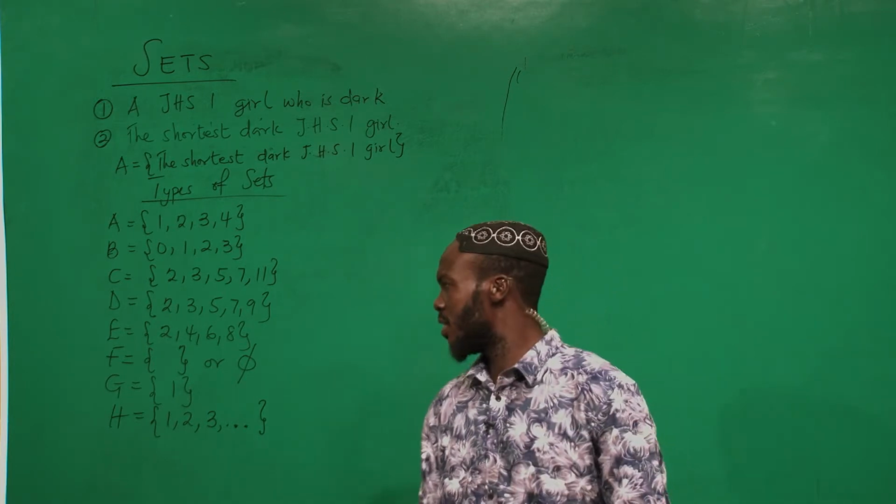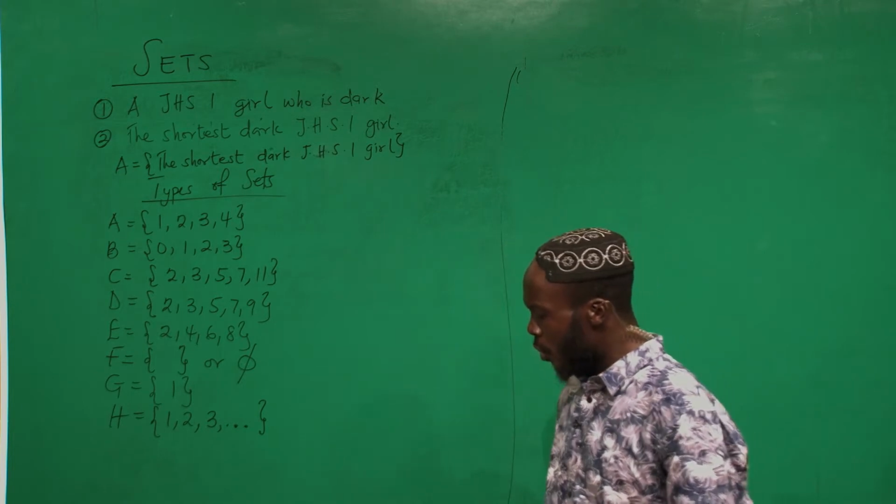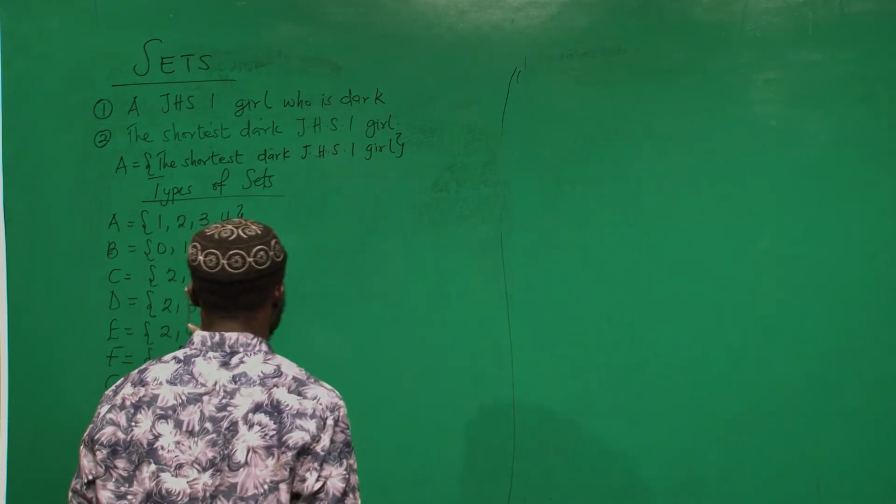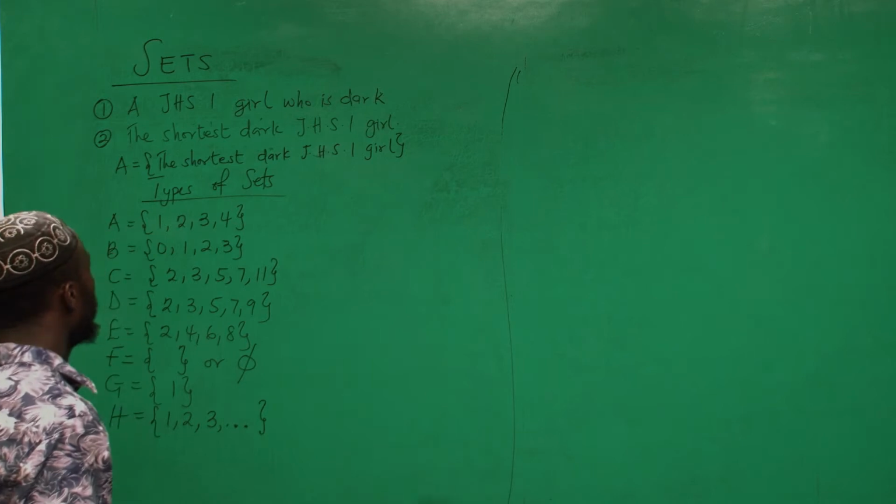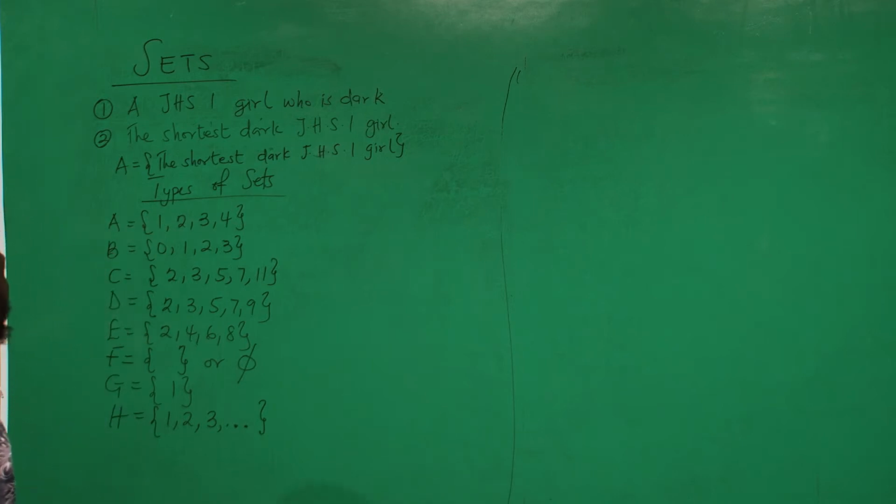The unit set. Okay, looking at the examples on the board, how can you classify A? Which type of set is A? It is starting from 1 and ending at 4. Look at B, starting from 0 and ending at 3.